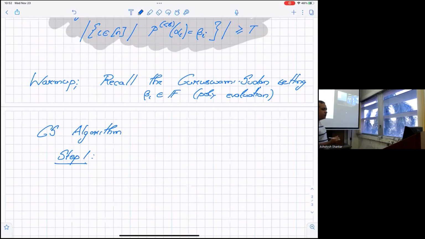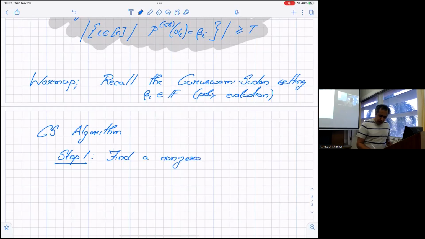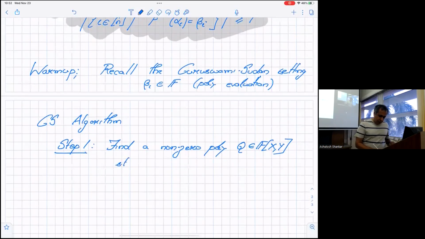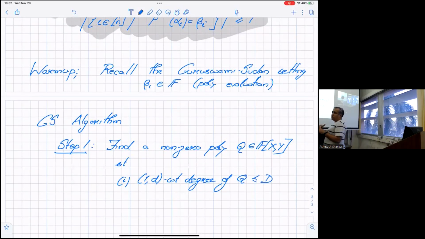We find a non-zero polynomial Q. This was in two variables in that case, x and y, such that two things were true, such that we wanted to have two properties. One, the 1D weighted degree of Q is less than or equal to D. There was a reason why we did this that will be clear in the second step. So this is an explanation.